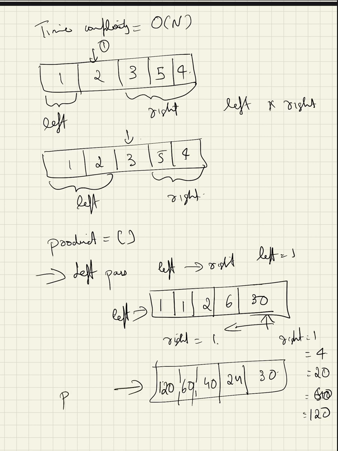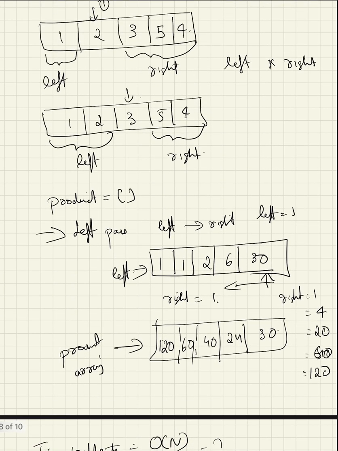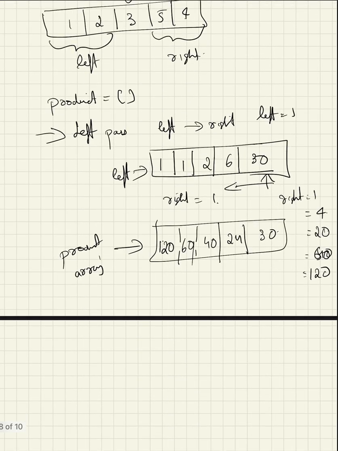So the same product array can be mutated to generate this. That is the idea. Let's try to write it in code and see how it looks. Create a new page.